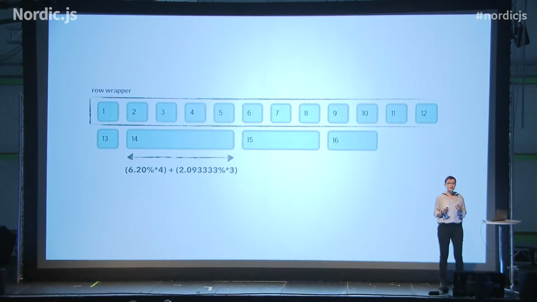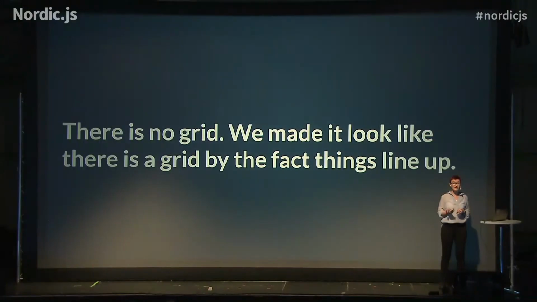We have a row wrapper going around the different columns, and then we have to add up all the values in order to find out how big anything is. And if you get your sums right, things will line up, and it'll look like you've got a grid. But there isn't a grid. We've just made it look like a grid. We're doing the work there.